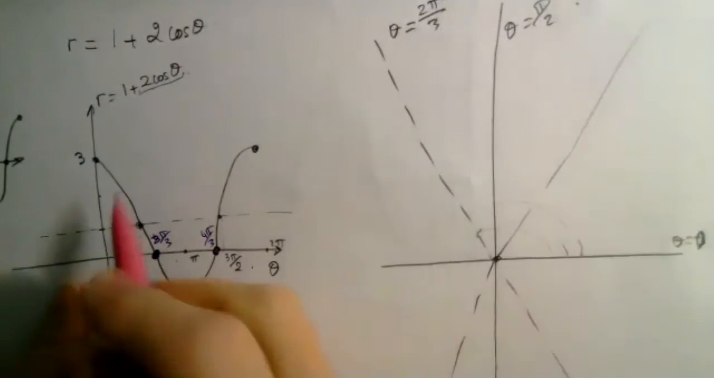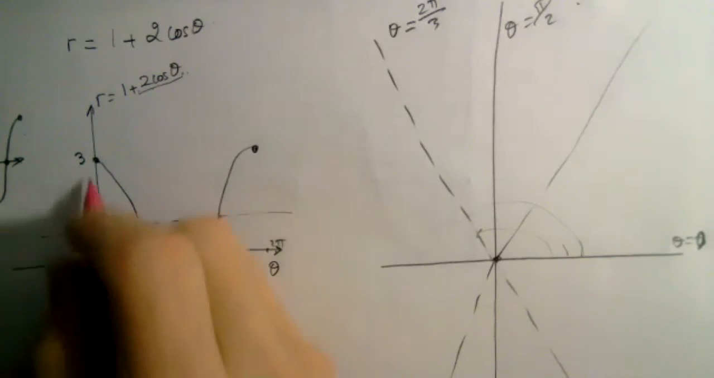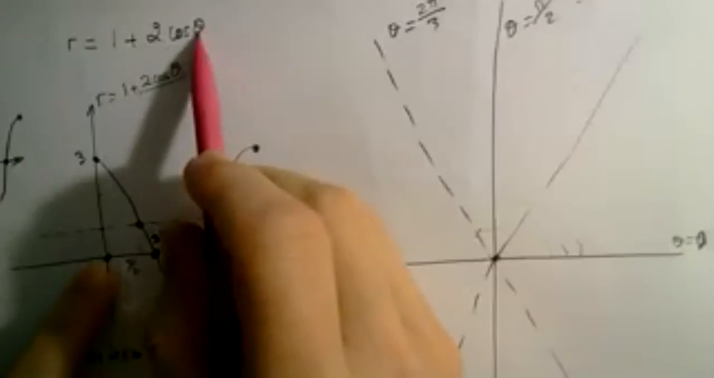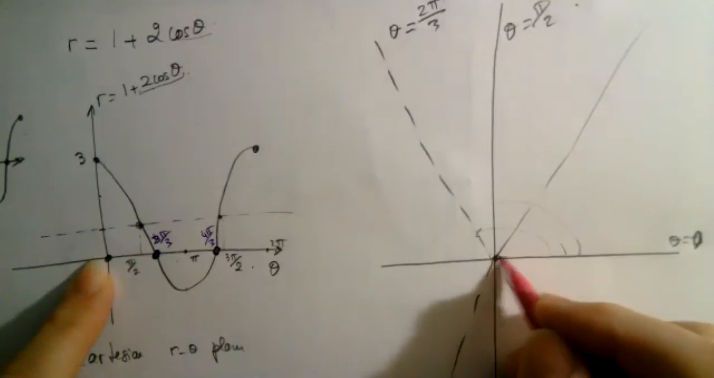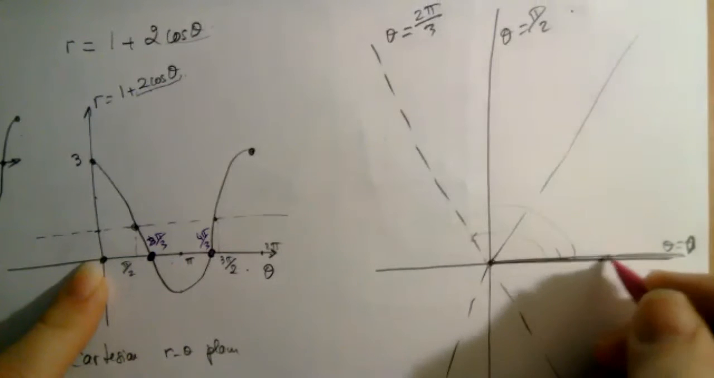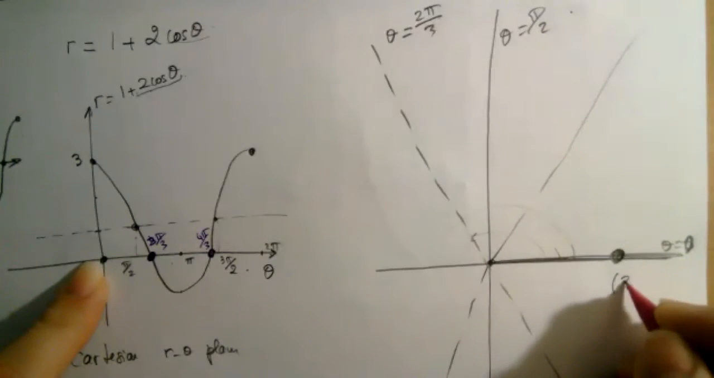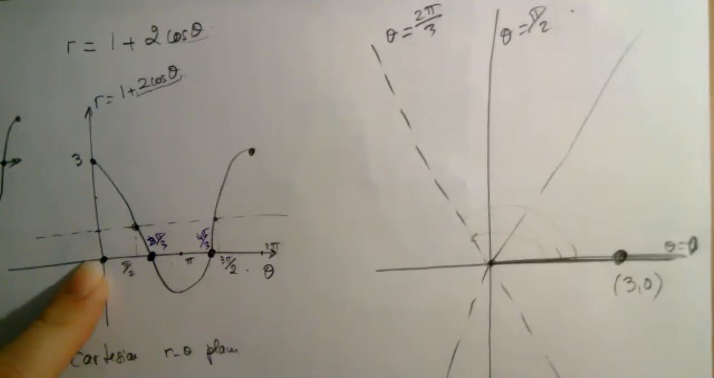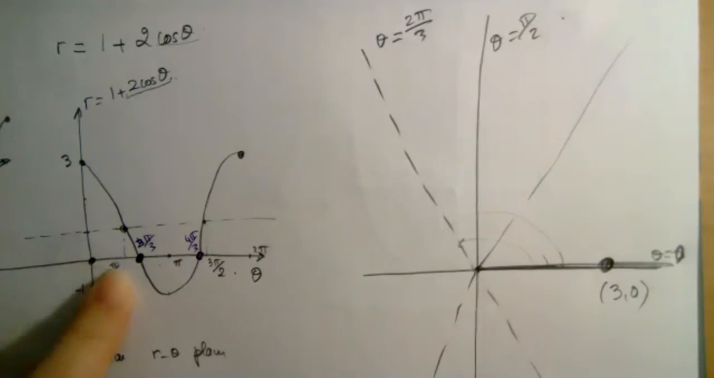I start. For theta equal to 0, r is 3. It means if I plug in 0 for theta, I will get 3. So theta equal to 0, it means I am right here. r is 3, that's a positive number. So that's the first point I pick up. So r is 3, theta is 0. Every coordinate here is in polar.